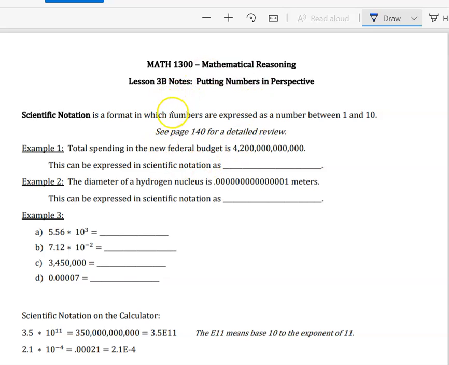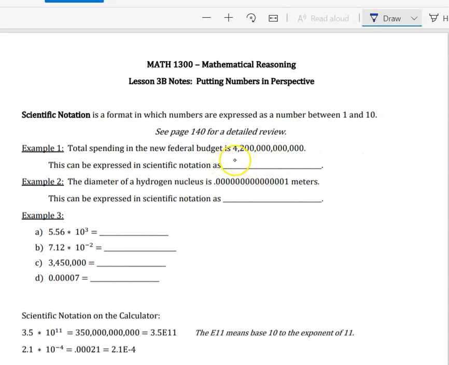We've already talked about the PowerPoint, and I'm just going to go over some notes on it just to kind of pull everything together. Example 1 says the total spending in the new federal budget is, this would be your thousands, millions, billions, trillions, $4,200 billion. This is not the actual federal budget. It's just an example. So we want to change this into scientific notation.